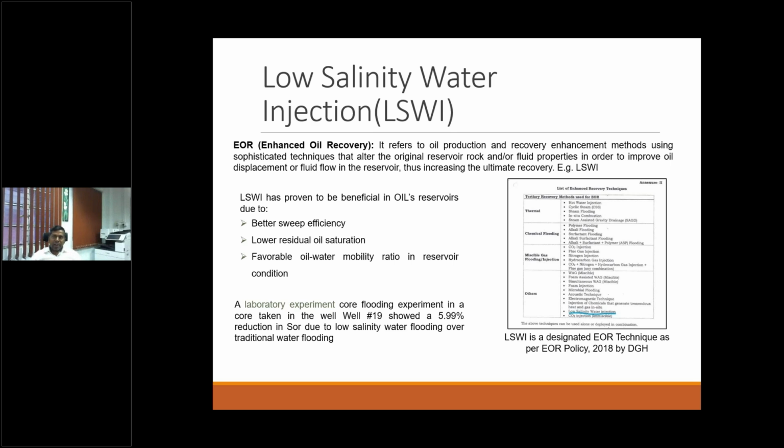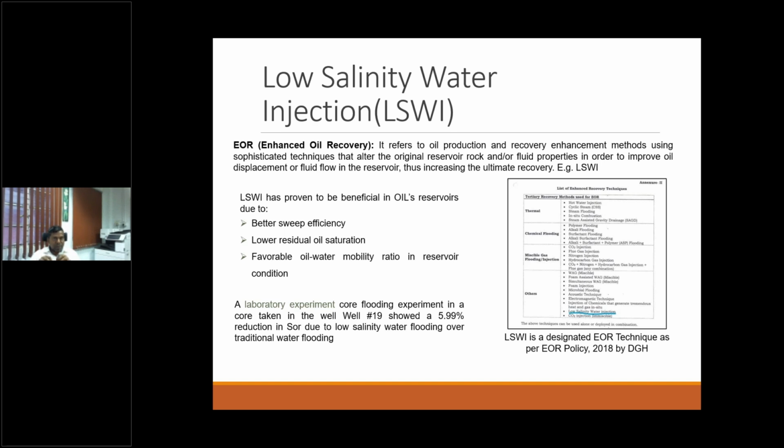On the right-hand side, you can see a table depicting different EOR methods. You can see that low salinity water injection is a designated EOR technique as per the EOR policy given by the Directorate General of Hydrocarbons in 2018, which is marked in the blue line. So that is how water injection serves both the purposes of pressure maintenance as well as EOR.